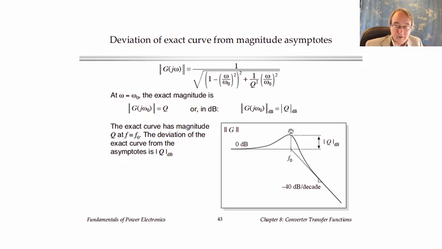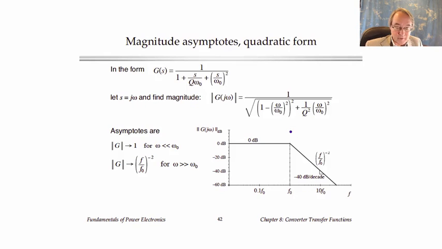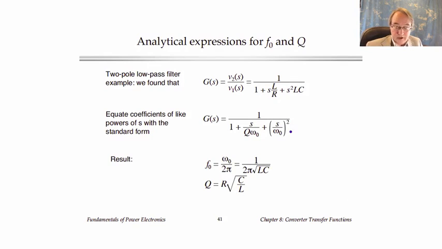In a passive circuit it's a positive number, but that's all we can say about it. So in fact, if we go back here, Q appears only in this term, and it's equal to R root C over L. And we can make R be anything we want, from 0 to infinity, which means Q can be anything.